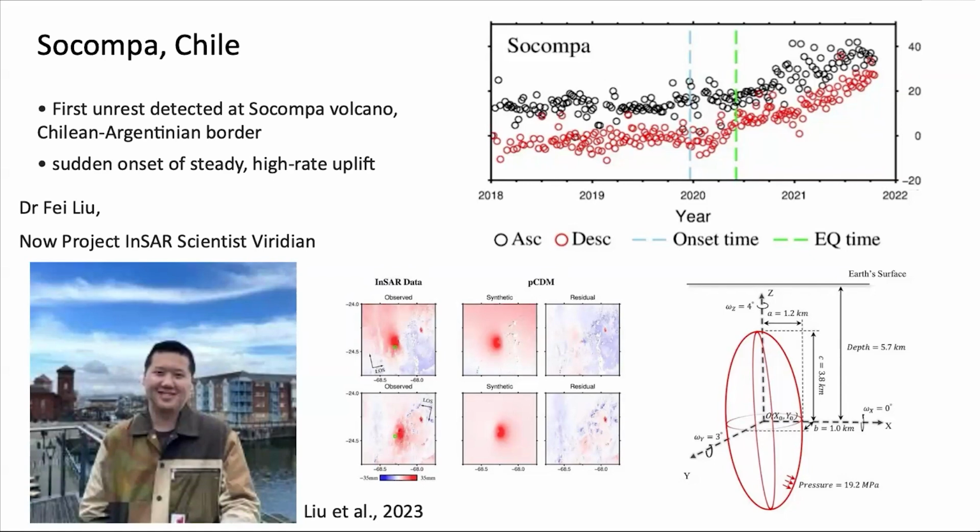It looks like the uplift started before the earthquake, but it's a challenge to pull these things apart, given the temporal resolution of the InSAR data. And he's done a compound dislocation model of the best fit source of the Socompa uplift, and he finds a kind of mid-crustal depth, which is actually relatively shallow compared to some of the Atacama volcanoes.